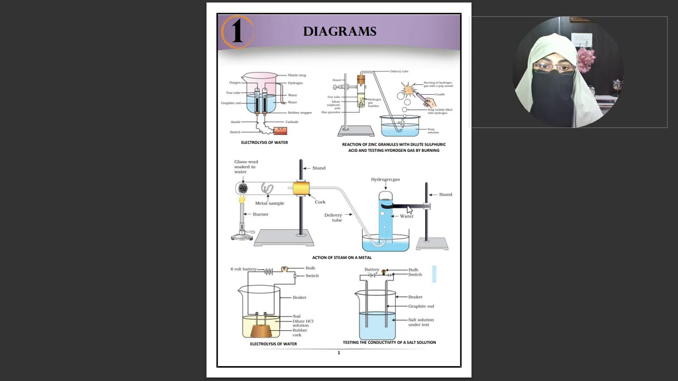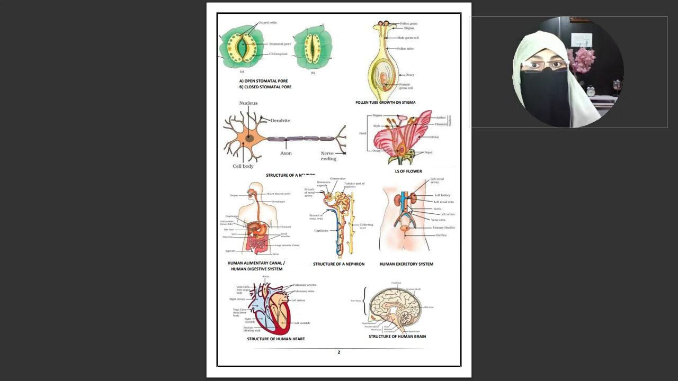Okay, so these are the important diagrams: the electrolysis of water, which is there in chapter 1. Then the reaction of zinc granules, very important in the acids and bases chapter. Then the action of steam on metal in the metals chapter, then electrolysis of water, then the same, these are the metal chapters only, from the second till the last, testing the conductivity. Then the first chapter, open stomatal pore, closed stomatal pore, then pollen tube growth, then neuron, okay, then LS of a flower, human excretory system, nephron.